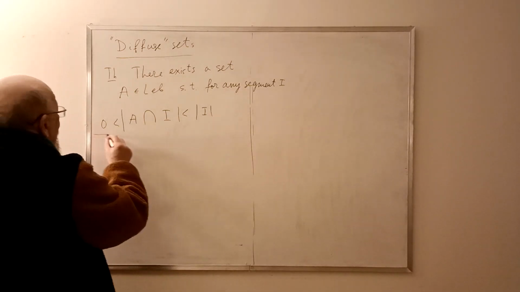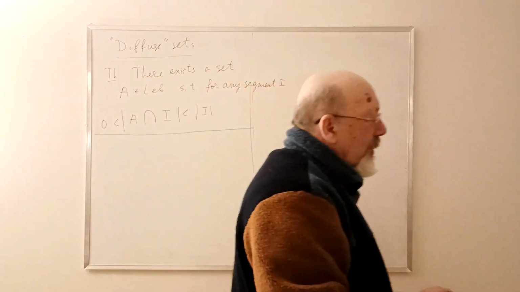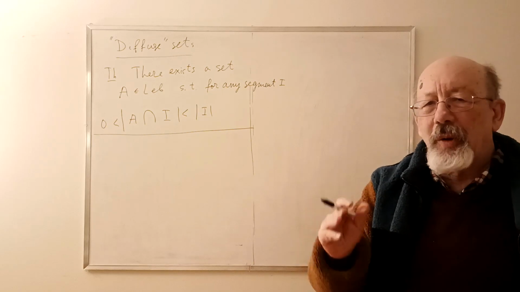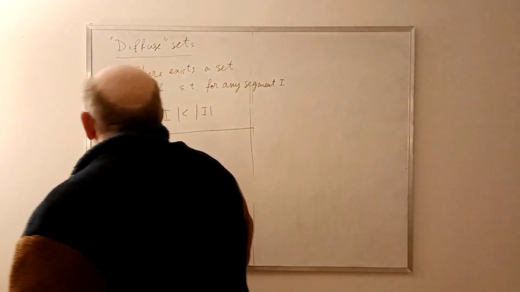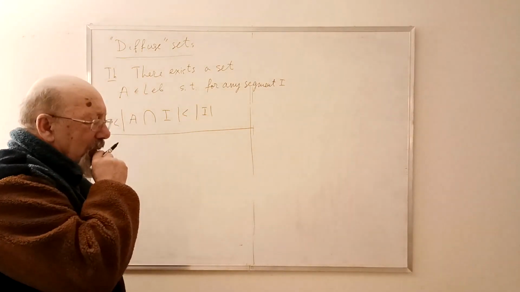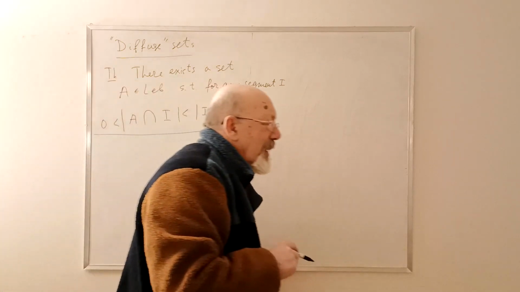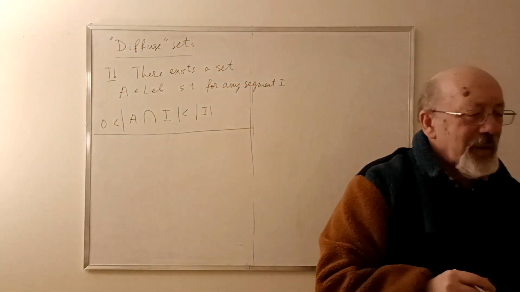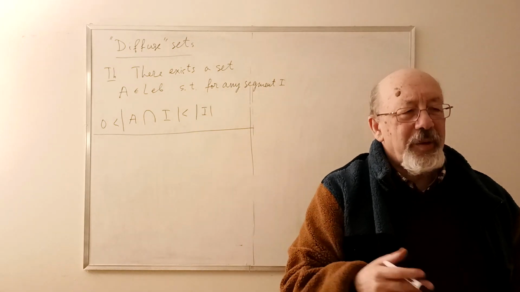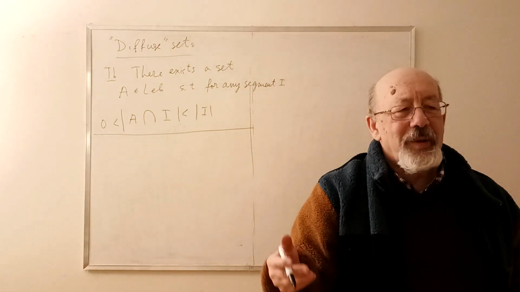Again, it's enough to work in the segment [0, 1]. Now, how do we construct this set? I construct the characteristic function of this set, first of all. And then the set is defined as the set of points where the characteristic function is 1.